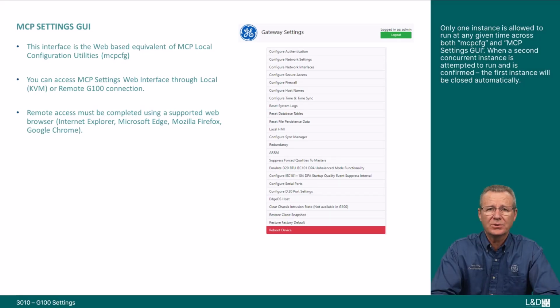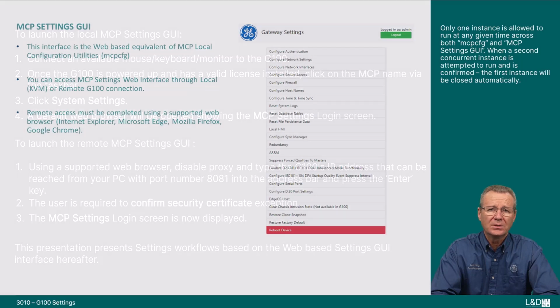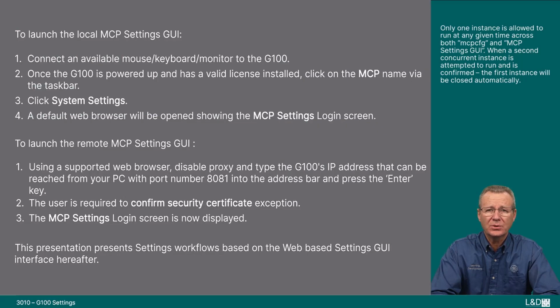The MCP Settings GUI is a web-based equivalent of the MCP Local Configuration Utility, MCP CFG. To launch the local MCP Settings GUI: 1. Connect an available mouse and keyboard to the G100. 2. Once the G100 is powered up and has a valid license installed, click on the MCP name via the taskbar. 3. Click System Settings. 4. A default web browser will open showing the MCP Settings login screen.